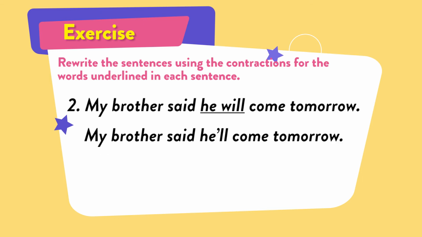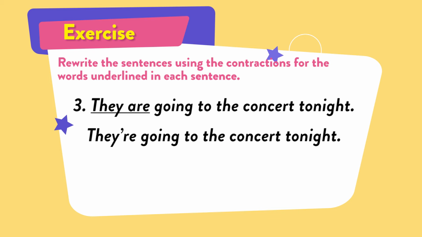Number 2, he will. The contraction for he will is he'll. Remember, for the word will, you drop the W-I and replace it with an apostrophe. So your new sentence would read, my brother said he'll come tomorrow. Number 3, they are going to the concert tonight. The contraction for they are, they're. Remember, for the word are, you take the A and use the apostrophe. So we have now, they're going to the concert tonight.